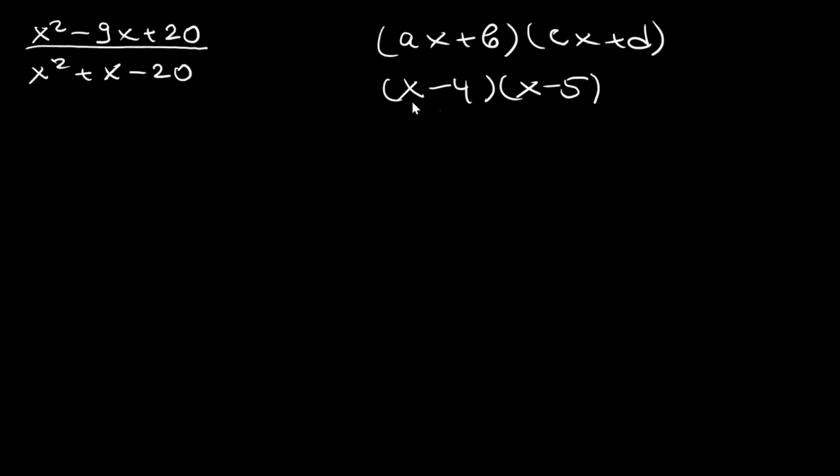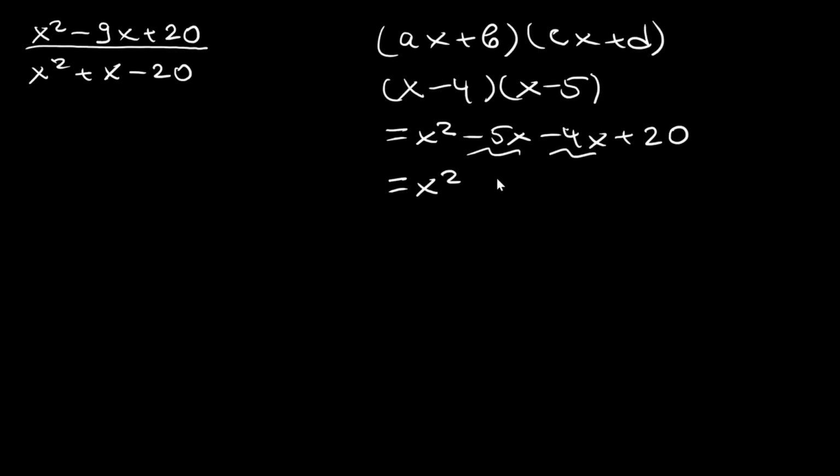And let's check whether this is correct. Our expression now equals x squared minus 5x, then minus 4x, and then minus 4 times minus 5, which is plus 20. Or we have indeed x squared, then minus 5x and minus 4x, which is minus 9x, plus 20. This is our expression that we find in the numerator. Therefore, we can rewrite our original fraction as follows. We have our x minus 4 and x minus 5 in the numerator.